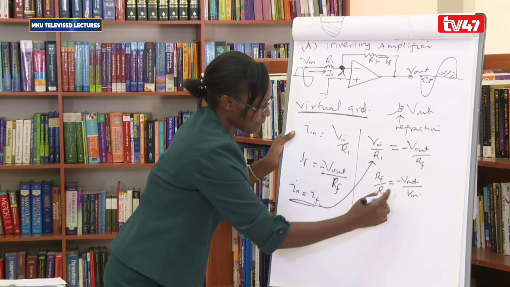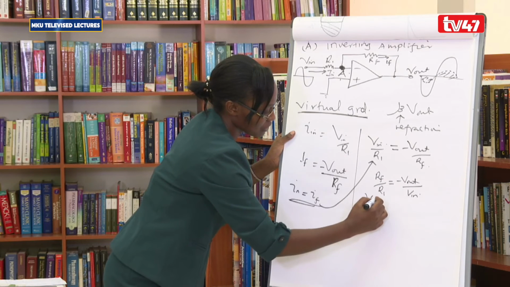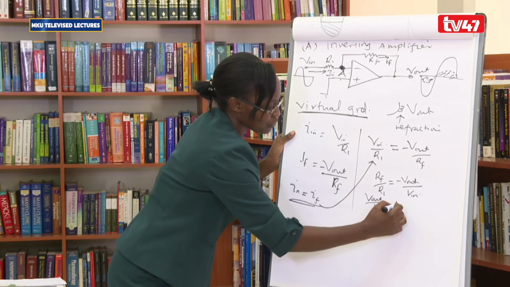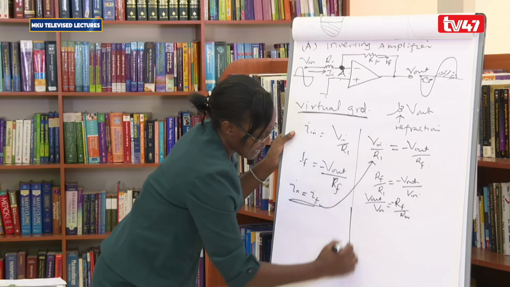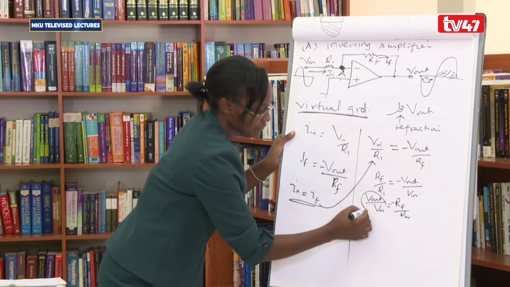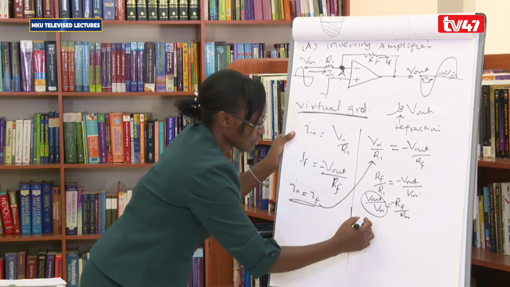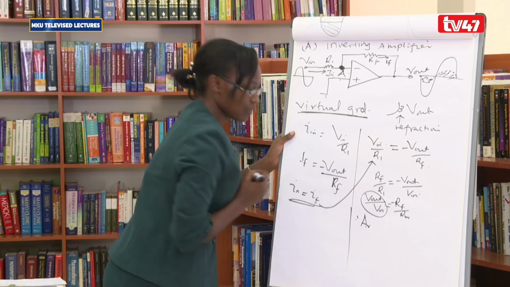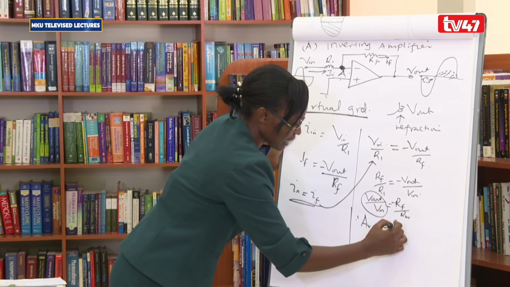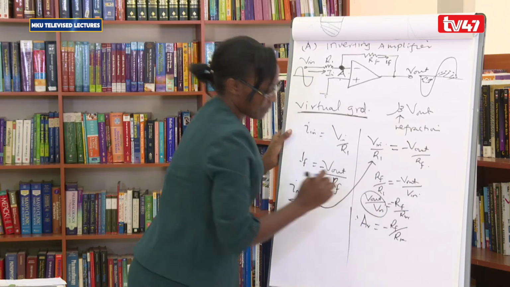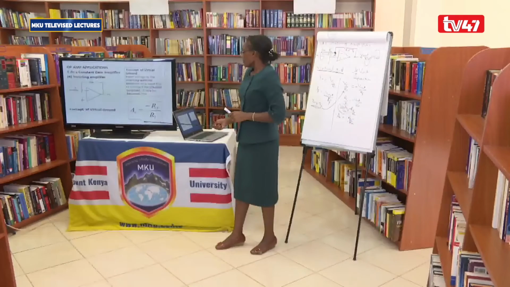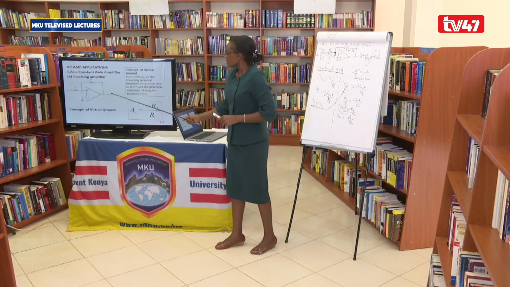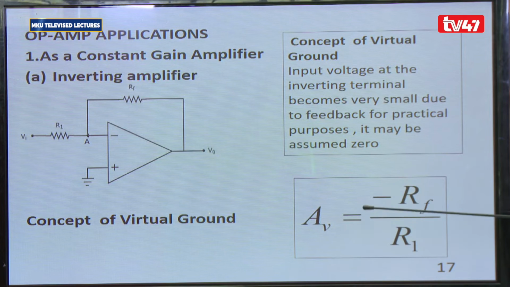We take this negative to the other side, so that we have V out over V in is equal to negative RF over R in. But V out over V in is our gain. So AV, which is our voltage gain, is equal to negative RF over R in. And that is what we are having here. The gain of the inverting amplifier can thus be expressed as voltage gain is equal to negative RF over R1.